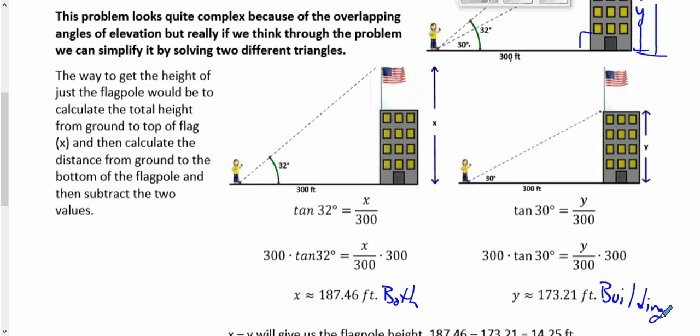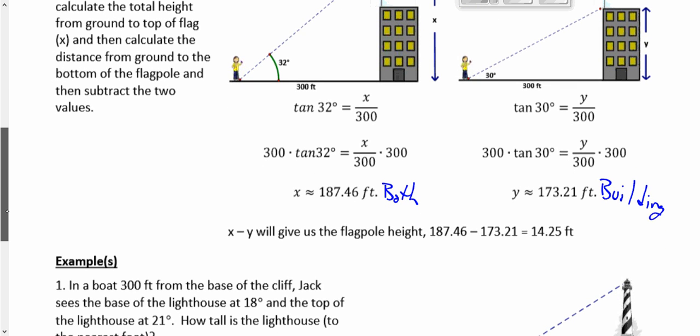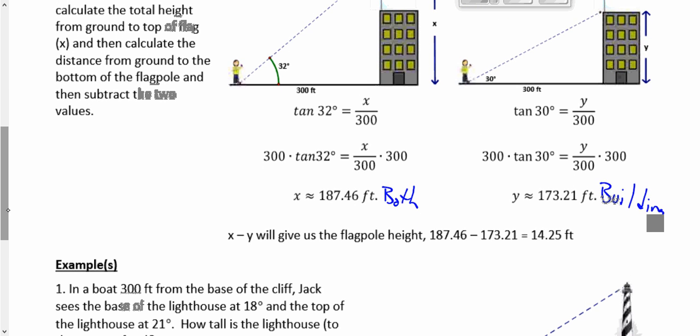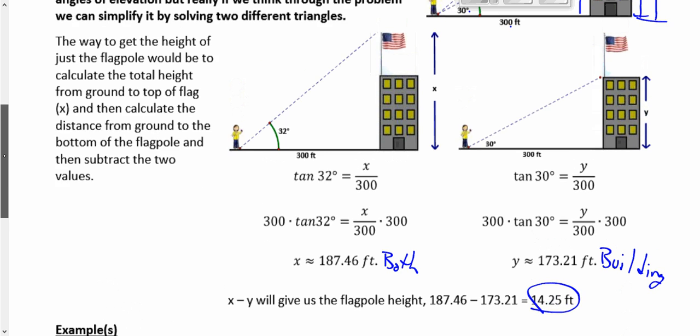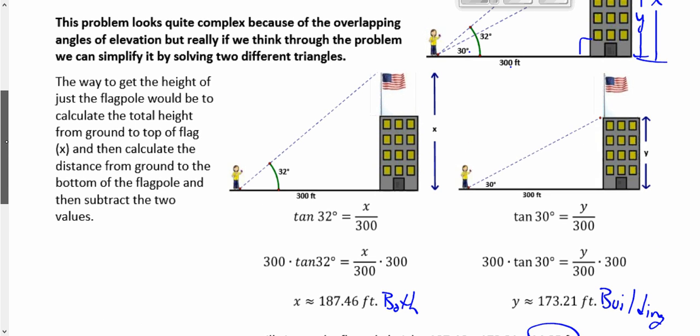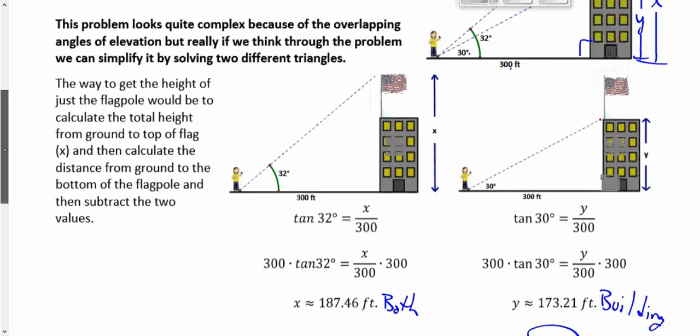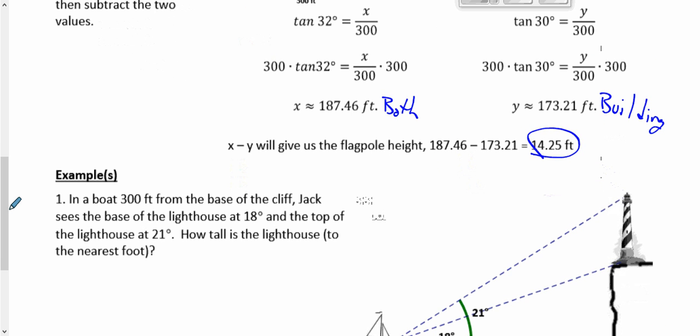And how do we find the flagpole? 187 minus 173. The flagpole is 14.25 feet. And they didn't round correctly, did they? It didn't say the nearest foot. What did it say? The nearest foot. They're idiots. Okay? You get the idea?